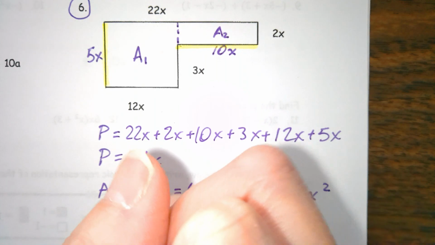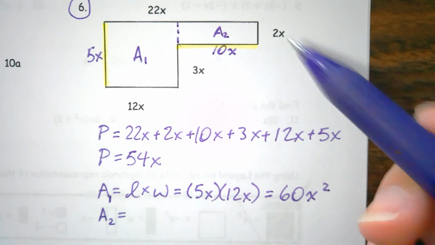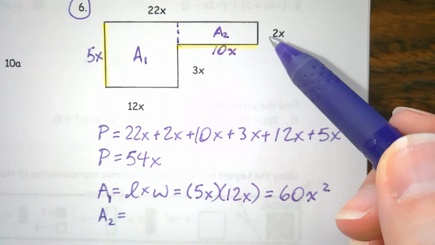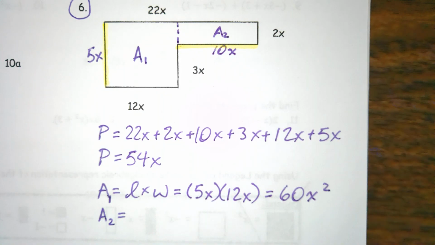Okay. Area of the second one then. William, redeem yourself. 10x times 2x. 20x squared. Perfect.